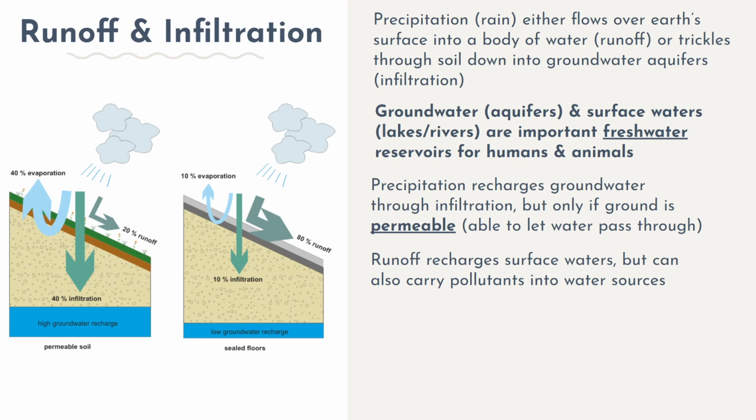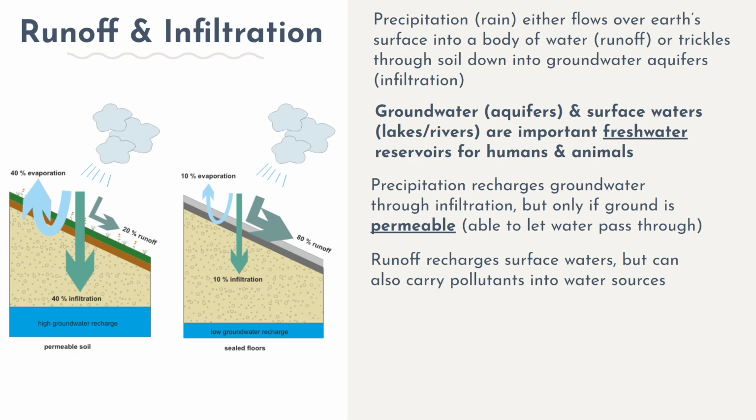We can look at the diagram here and we can see that if the water hits the surface and just flows into a body of water, we call that surface runoff. If it hits the ground and it's able to soak into the ground and eventually reach an aquifer or an underground water storage, we call that infiltration. These two processes are very important because they contribute water to very important freshwater reservoirs.